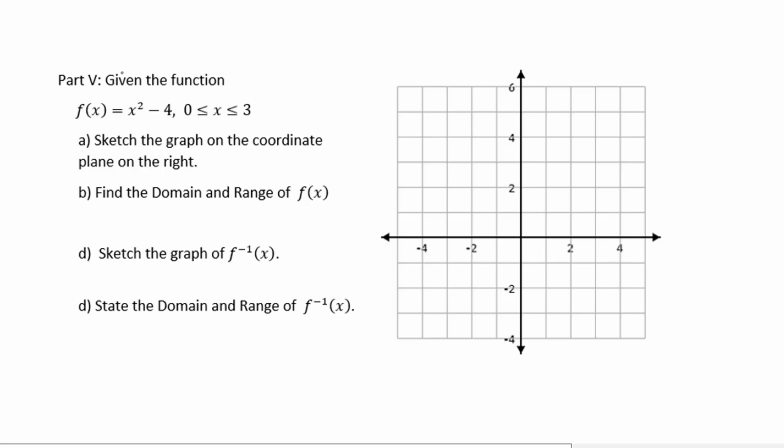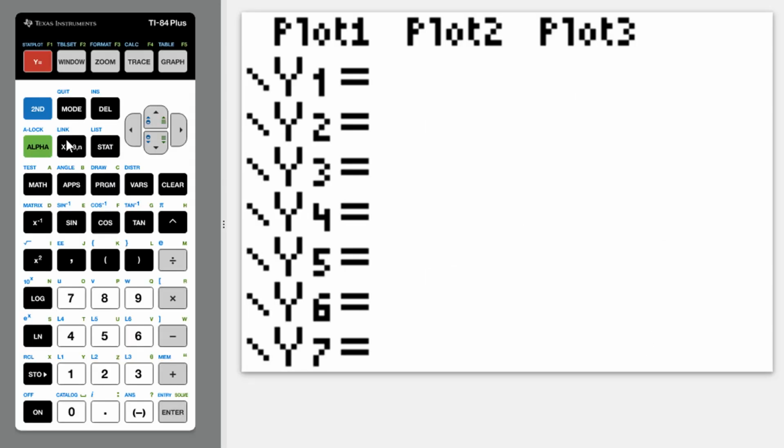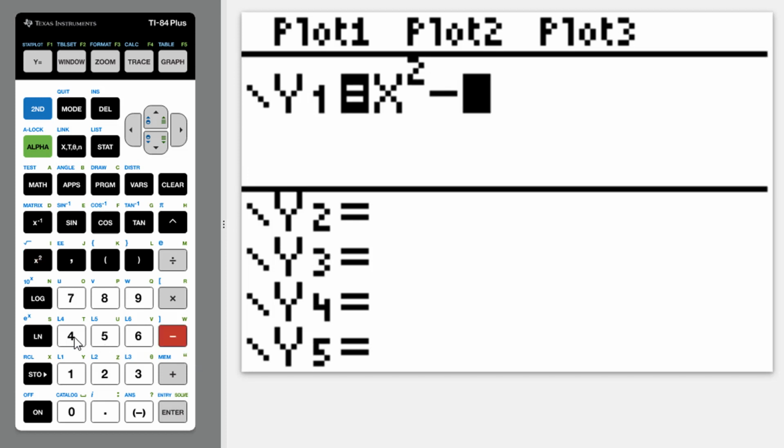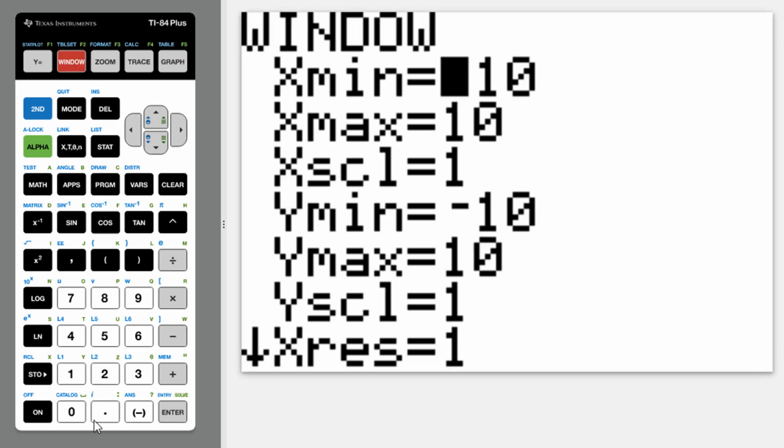Let's go to part 5. Given the function f of x equals x squared minus 4, x greater than or equal to 0, less than or equal to 3. A. Sketch the graph on the coordinate plane on the right. We will use a graphing calculator. Y equals x squared minus 4. Since domain is given, domain is from 0 to 3. So change the window. X minimum is 0, maximum is 3. Scale still 1. Then graph.